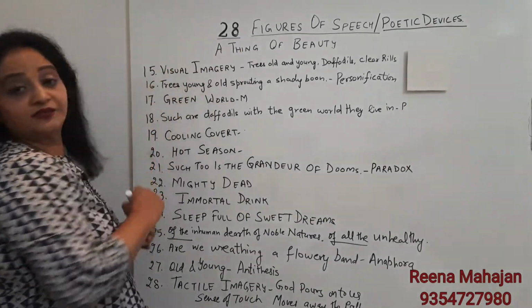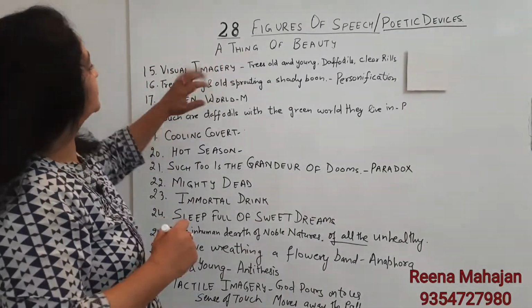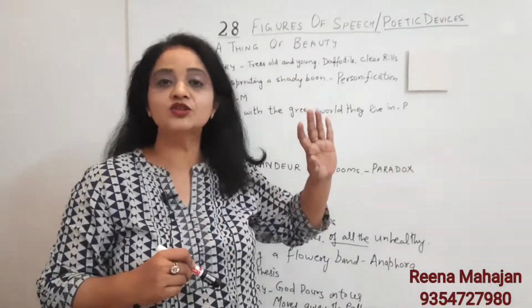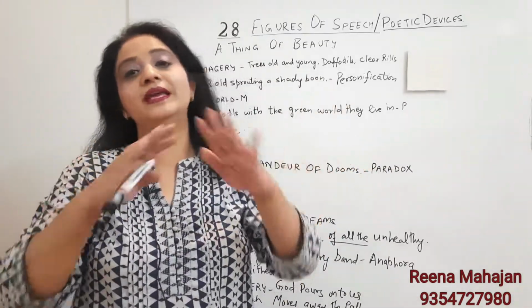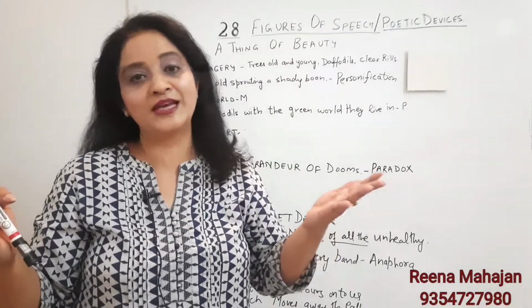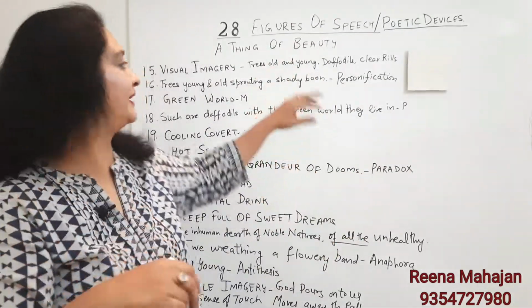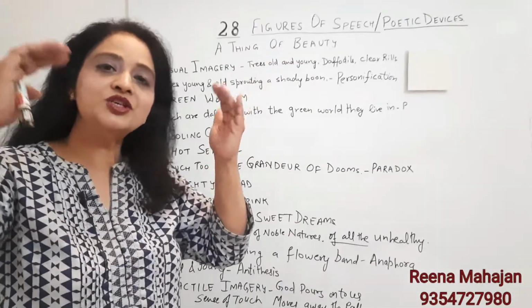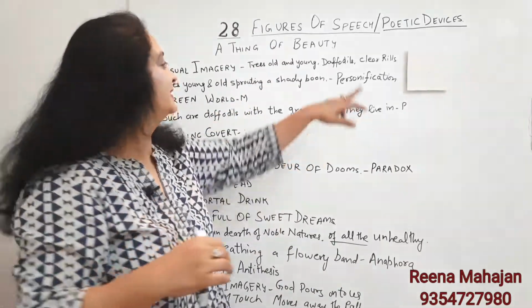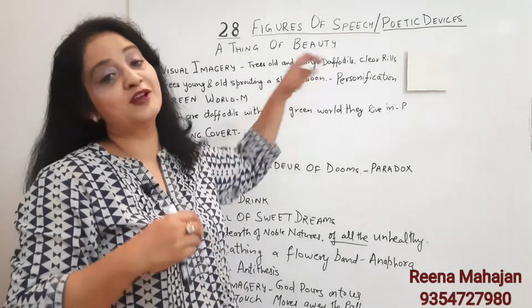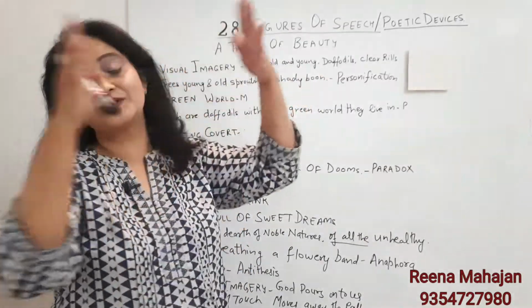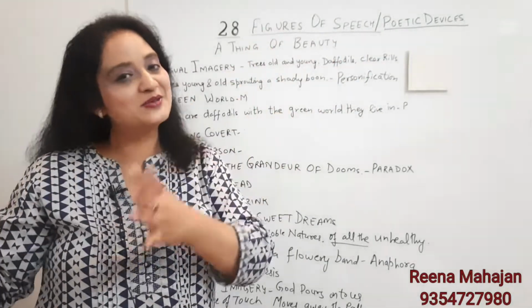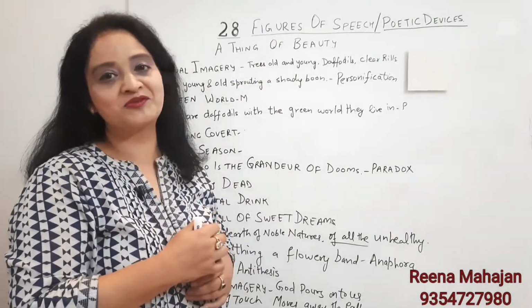The 15th figure of speech here in A Thing of Beauty is visual imagery. The visual imagery is a figure of speech in which the poet tries to create a visual in front of us, right? And we imagine something. Here it is trees old and young sprouting a shady boon, right? And the daffodils, the flowers, which are very beautiful. So he tries to create that image. Clear rills, the fresh water streams, again creates an image in front of us.